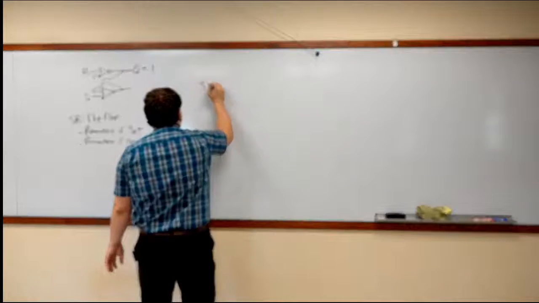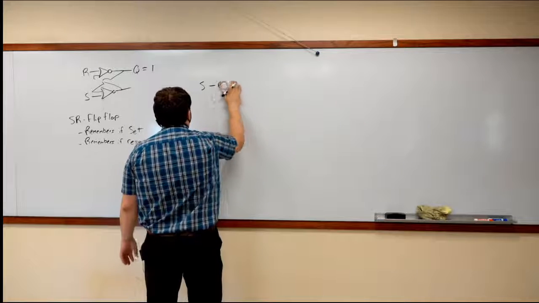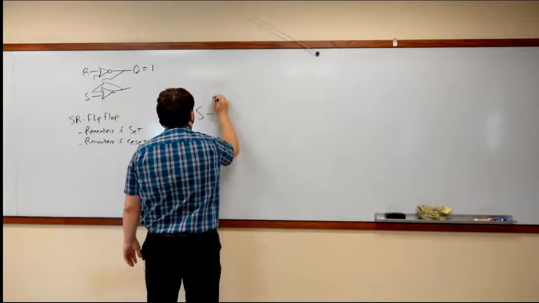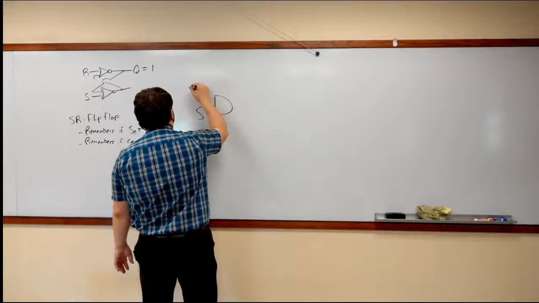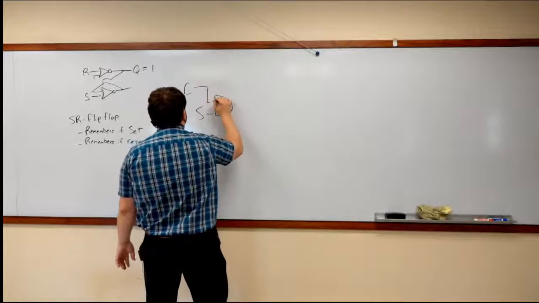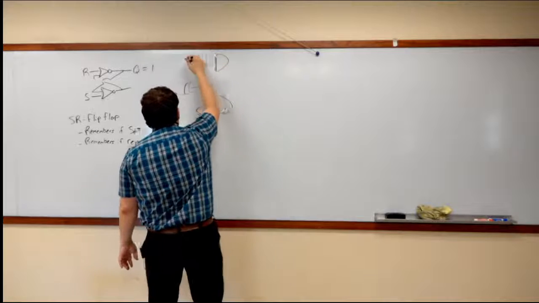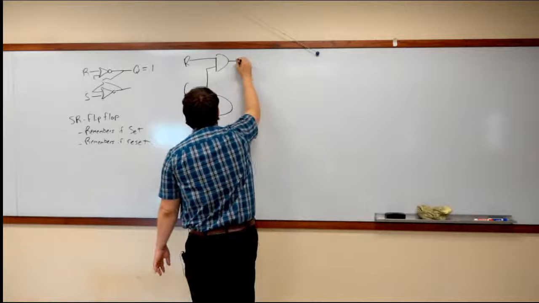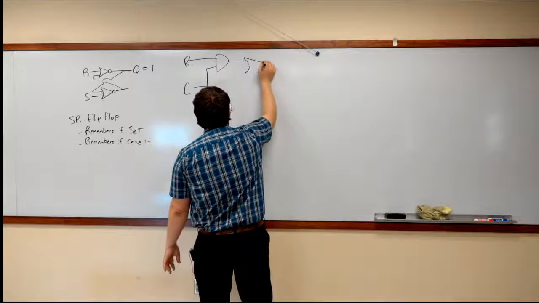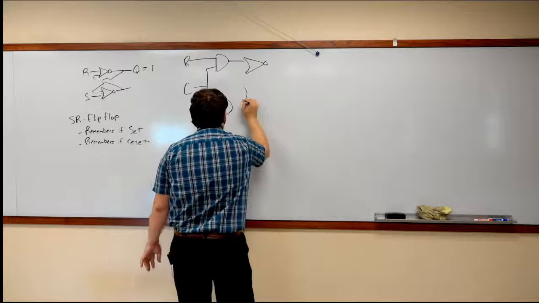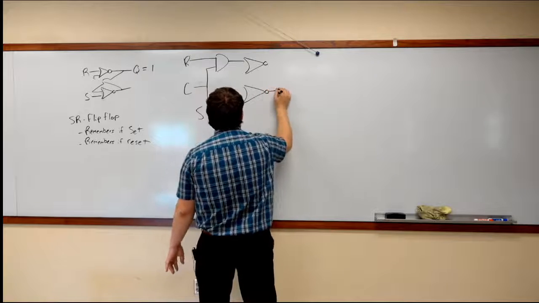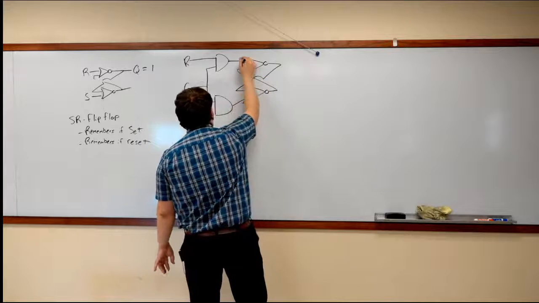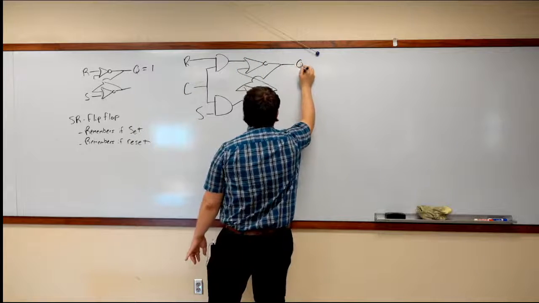Okay, so here I've got an S. Draw this a little bit bigger. S. It's going to go into an AND gate. I've got a C that's going to also go into that AND gate. And then I've got an R that's going to go into this AND gate. Okay? And then this goes into my standard SR flip-flop.